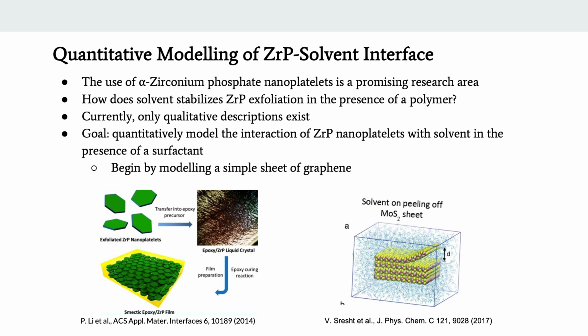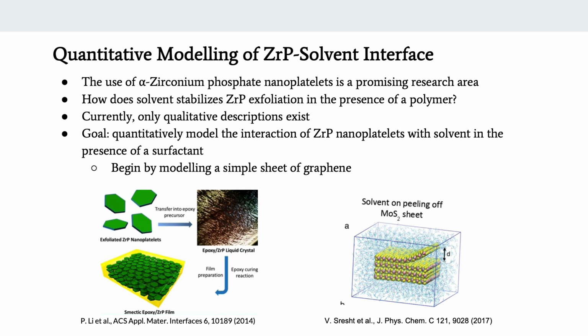The ultimate goal of my project is to quantitatively model zirconium phosphate solvent interfaces. The use of zirconium phosphate nanoplatelets in a nanocomposite is a promising area of research due to zirconium phosphate's ease of synthesis, exceptional size control, and variety of size possibilities. When added to a polymer, these nanoplatelets can increase many desirable properties, such as mechanical strength, anti-flammability, and dimensional stability.